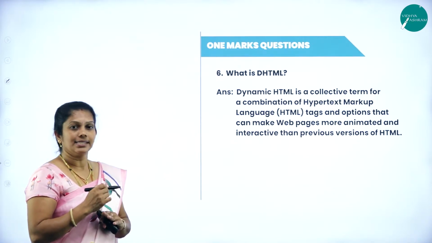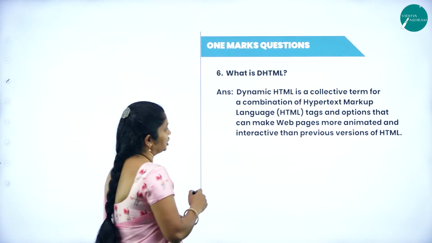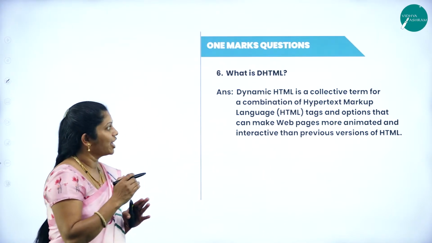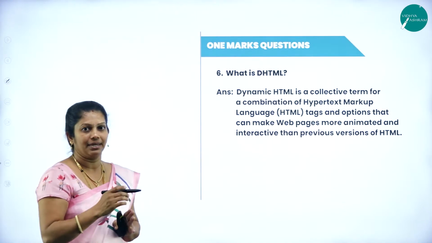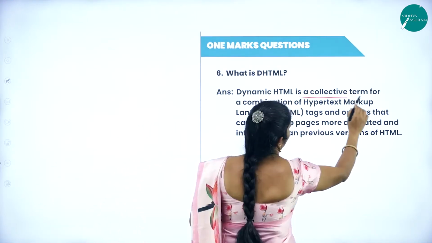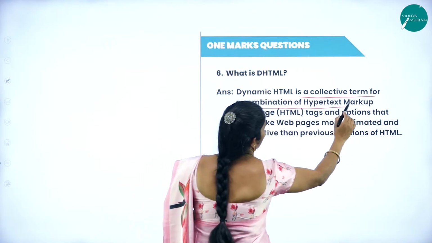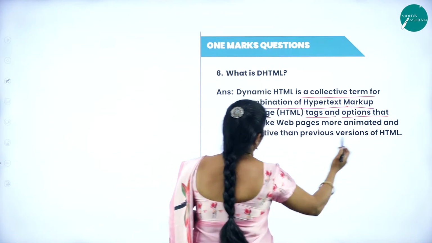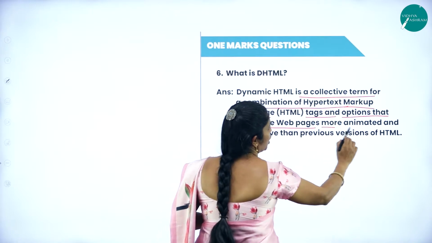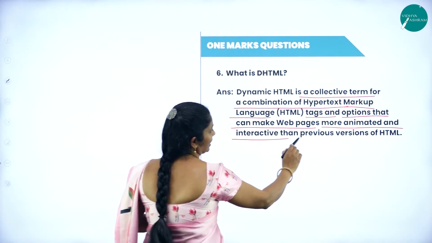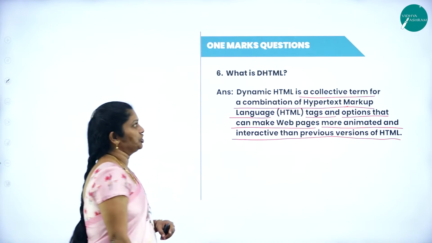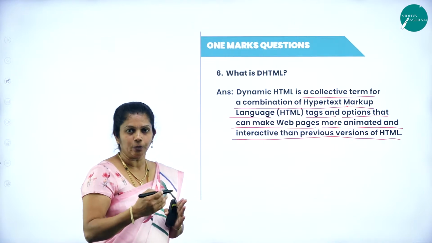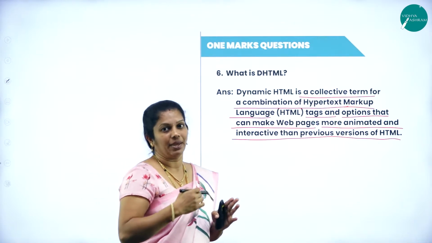Next one, what is DHTML? DHTML stands for Dynamic Hypertext Markup Language. It's a dynamic hypertext markup language. It is a collective term for a combination of hypertext markup language and tag options that can make web pages more animated and interactive than previous versions of HTML. It's an advanced version of HTML with which we can dynamically interact with web pages.